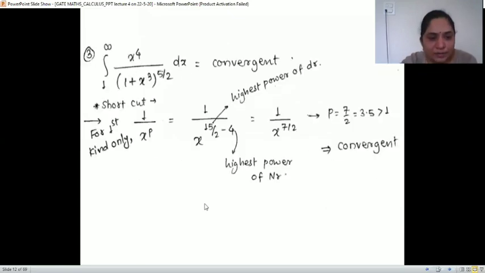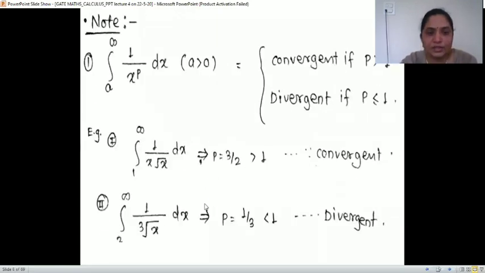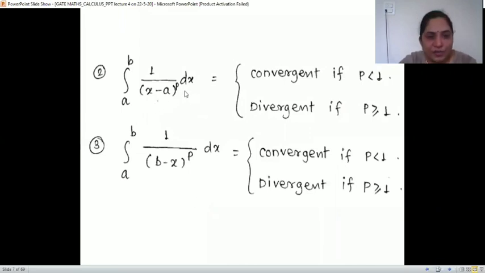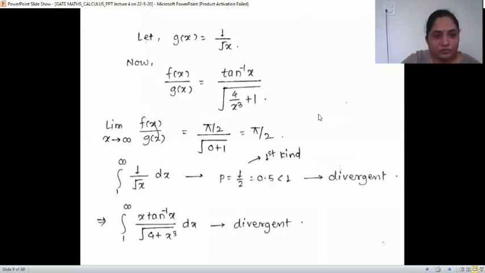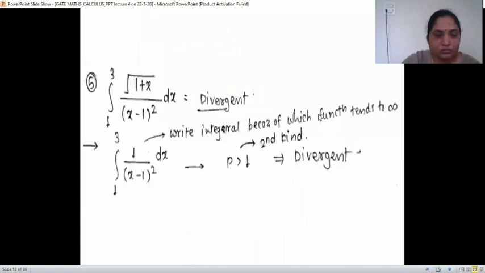Let me take you back again. Here it is: integration of x minus a raised to p. If the lower limit is a, then we write x minus a. And if the upper limit is b, it is b minus x. It is convergent if p is less than 1 and divergent if p is greater than or equal to 1. This is the form. Right, so it is x minus 1 raised to 2. So what is p here? p is 2. 2 is greater than 1.